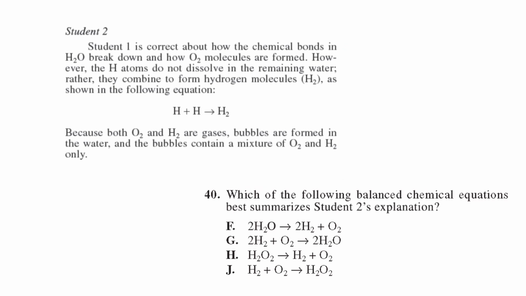Which of the following balanced chemical equations summarizes student 2's explanation? So student 2 says H2O breaks down and O molecules are formed. They break the bonds. The H atoms do not dissolve, so you're left with hydrogen and oxygen. So H2O becomes hydrogen and oxygen.